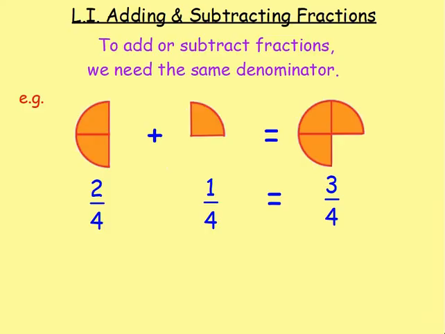Yay! So, if you look at these two fractions, we've got the 2 quarters and we've got the 1 quarter, we can easily add them together. And the reason we can easily add them together is because the denominator is the same. We've got 2 quarters and we've got 1 quarter, so we're adding quarters. How many do we have? Well, we've got 2 of them, we're adding 1 more, so we've got 3 quarters.